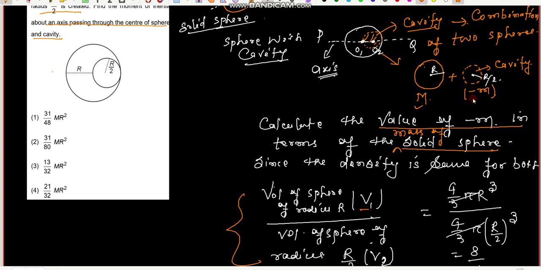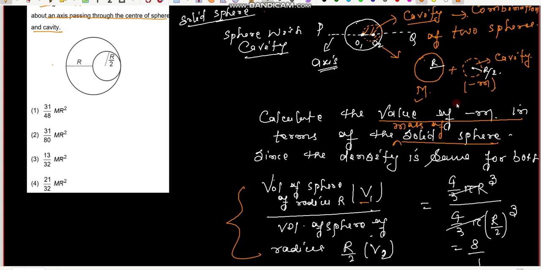It means I am assuming the cavity to be a sphere of mass minus m, because I have added a small mass m to complete the symmetry of the sphere of radius capital R. So I am adding minus m because I have added extra mass from outside. Okay, that's why. Now, the next question would be how to calculate the value of minus m in terms of the mass of the solid sphere.